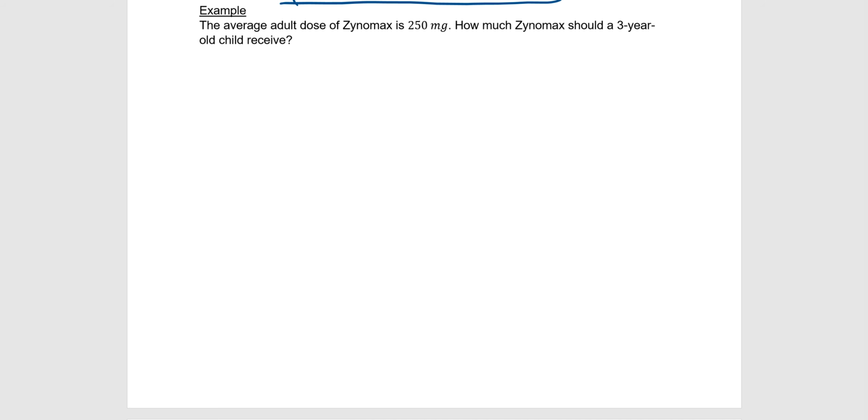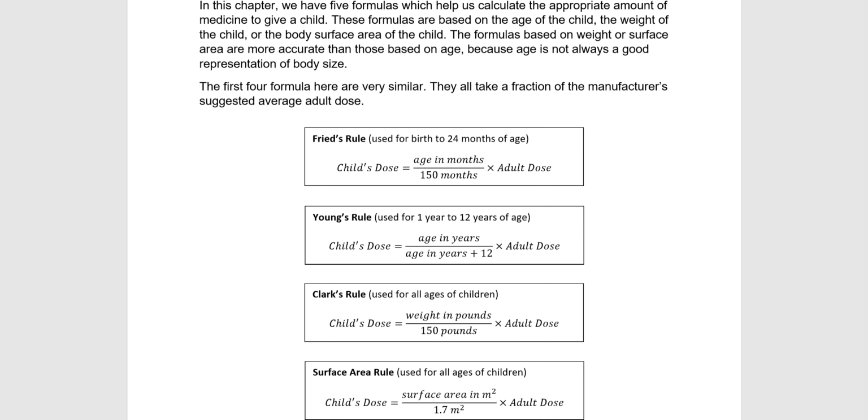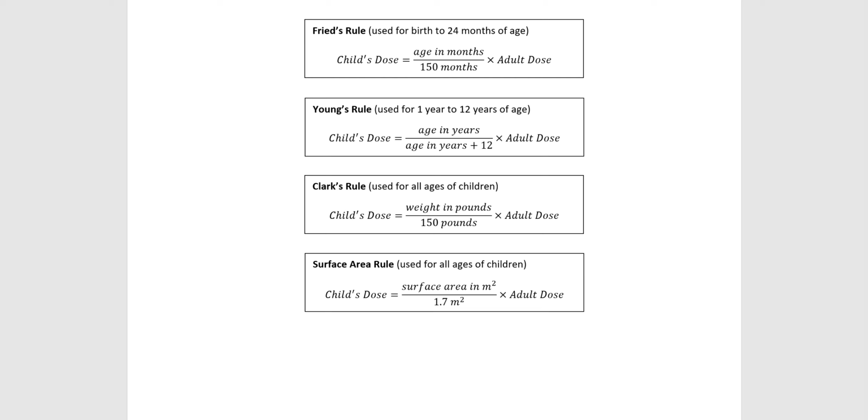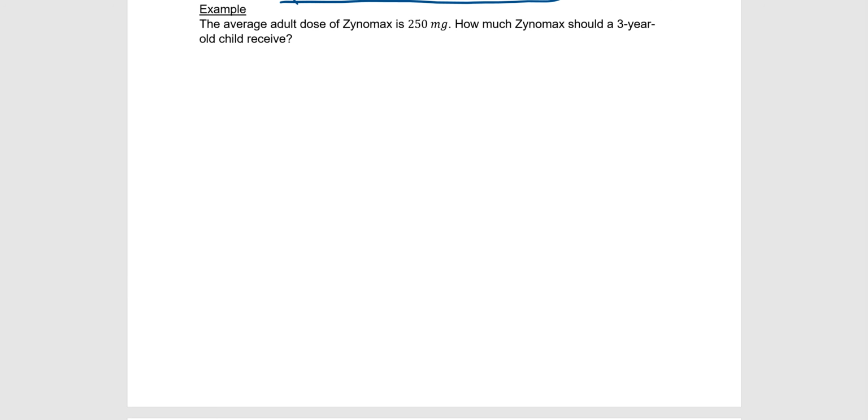Let's do one more here. For example, the average adult dose of Zynamax is 250 milligrams, and we want to know how much Zynamax should a 3-year-old child receive. So this time we're given an age, 3-year-old child. So if we scroll up real quick to the formulas, 3-year-old child, that is either going to be Freud's rule or Young's rule, because those are the ones that are dealing with age. And this one's going to be Young's rule, because 3 years old is in the interval 1 year to 12 years. So we're going to be using Young's rule, so let's write that down.